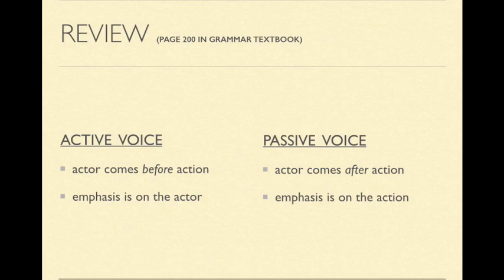So to review, the difference between active voice and passive voice. In active voice, the actor comes before the action. In passive voice, the actor comes after the action. Or sometimes, there is no actor. In active voice, the emphasis is on the actor. In passive voice, the emphasis is on the action. Please see page 200 in your grammar textbook if you are still having trouble knowing the difference.